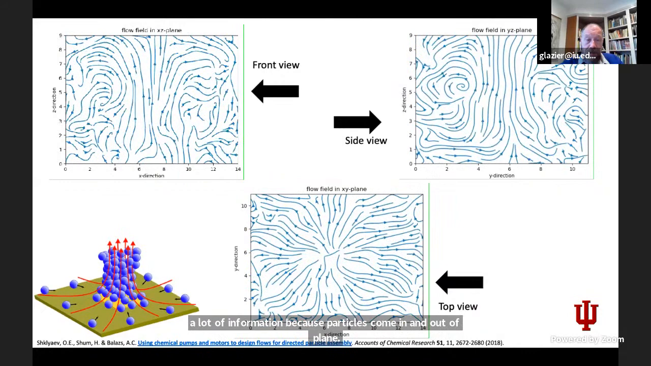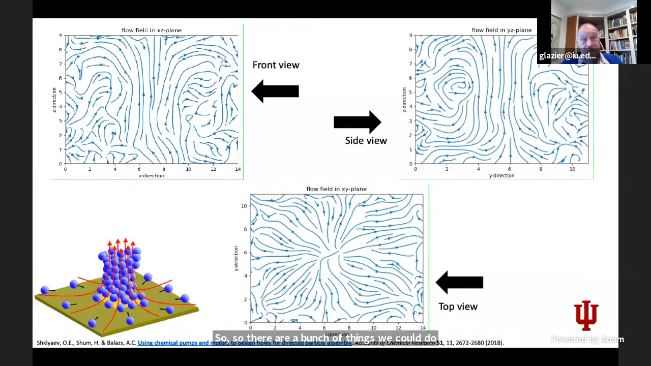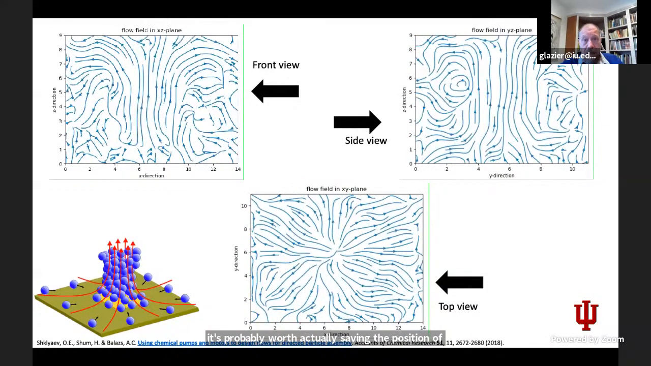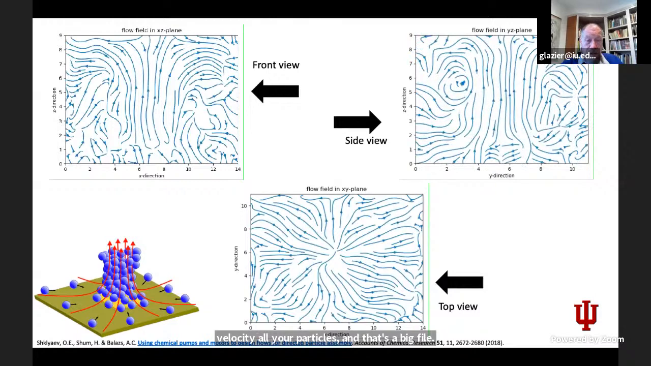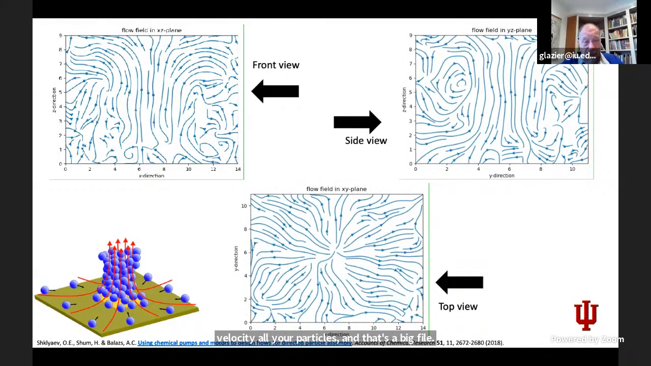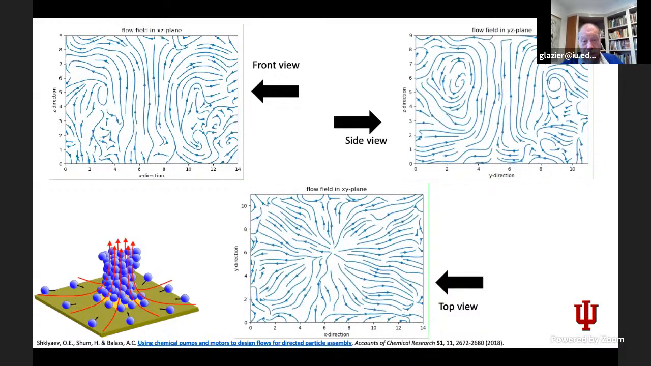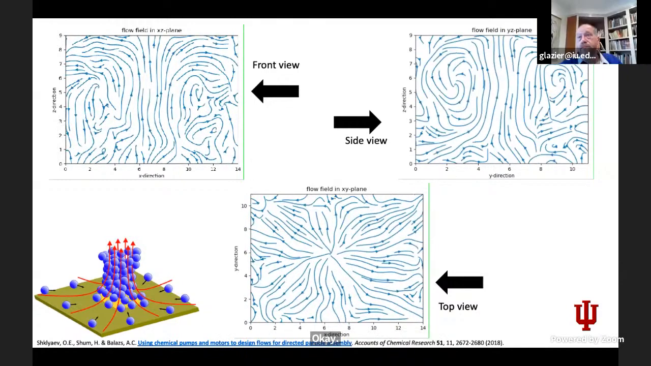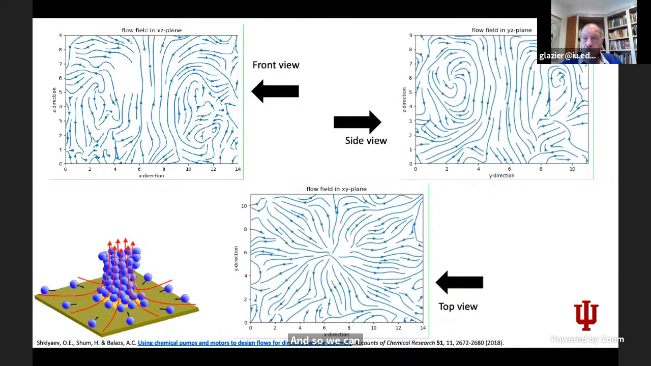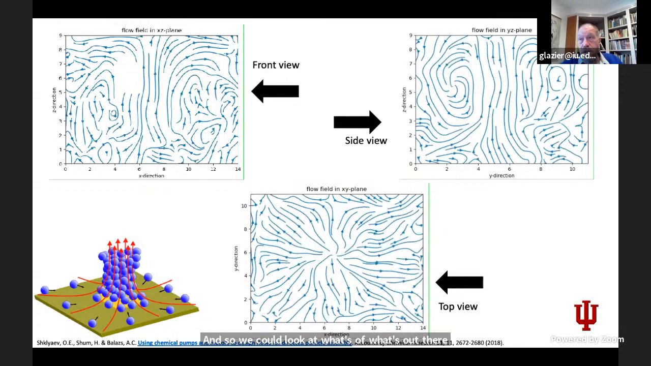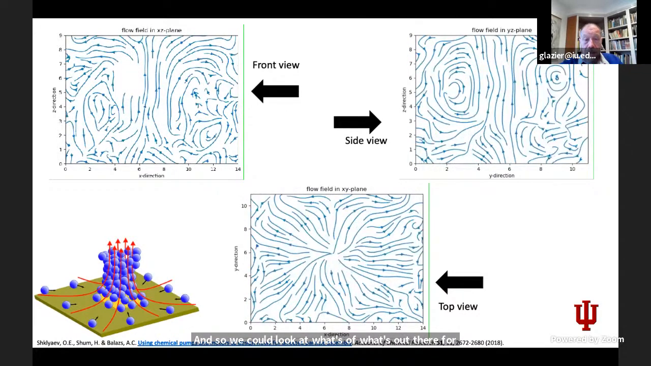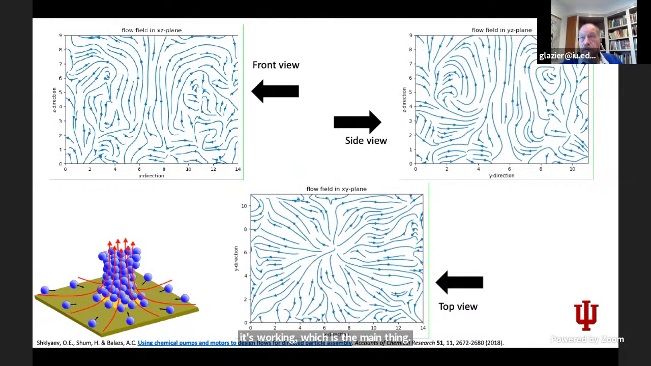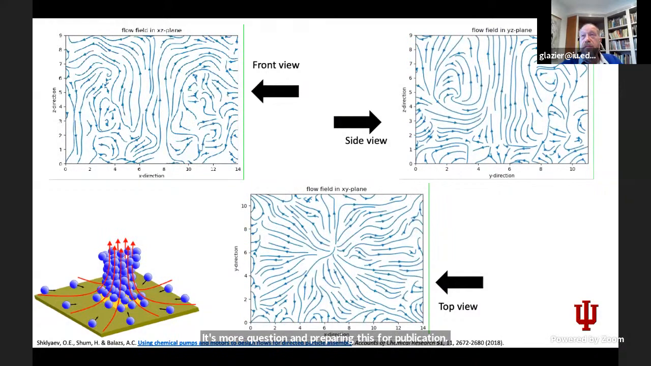So there are a bunch of things we could do. It's probably worth saving the position and velocity of all your particles, even though it's a big file, so that you can then play with some reconstruction. Because there are very sophisticated techniques available for reconstructing streamlines for fluids, and we could look at what's out there for doing that. Again, that doesn't change the fact that it's working, which is the main thing. It's more a question of preparing this for publication, how to present it most effectively.